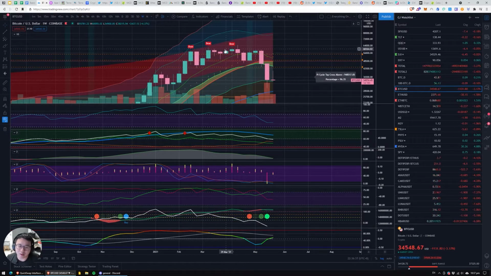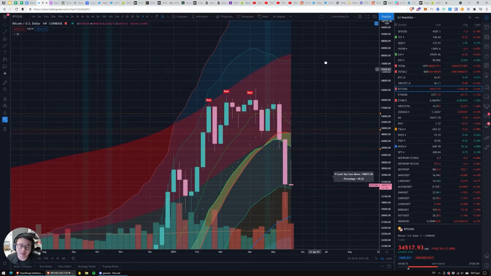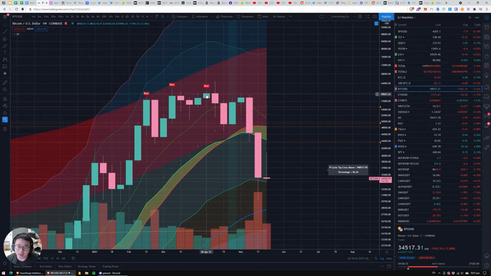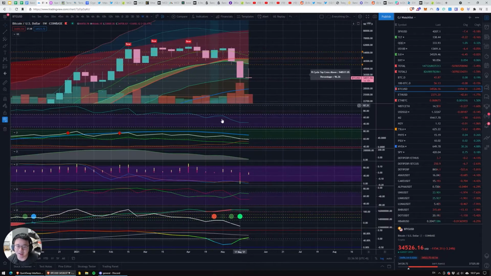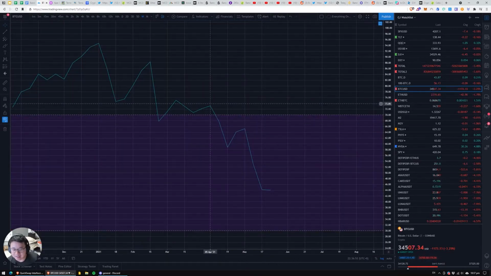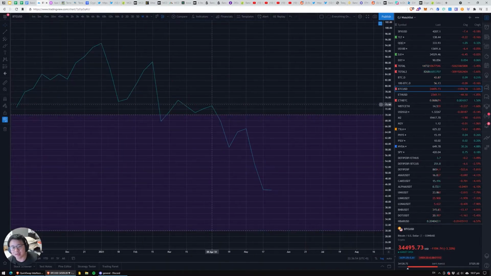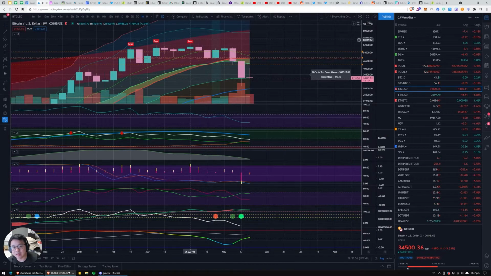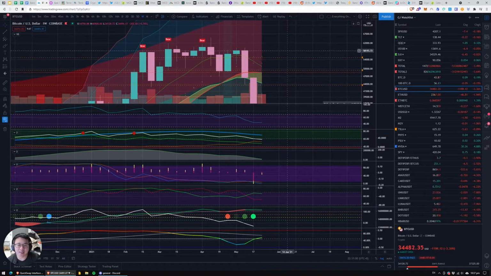I can't remember when it launched, but there was another high around here on the 5th of April. That might be Coinbase IPO. I can't remember the exact date of Coinbase IPO. And then you notice that the RSI again made another lower high. So actually this is a 4-point bearish divergence, which further cements the fact that it is unsustainable.